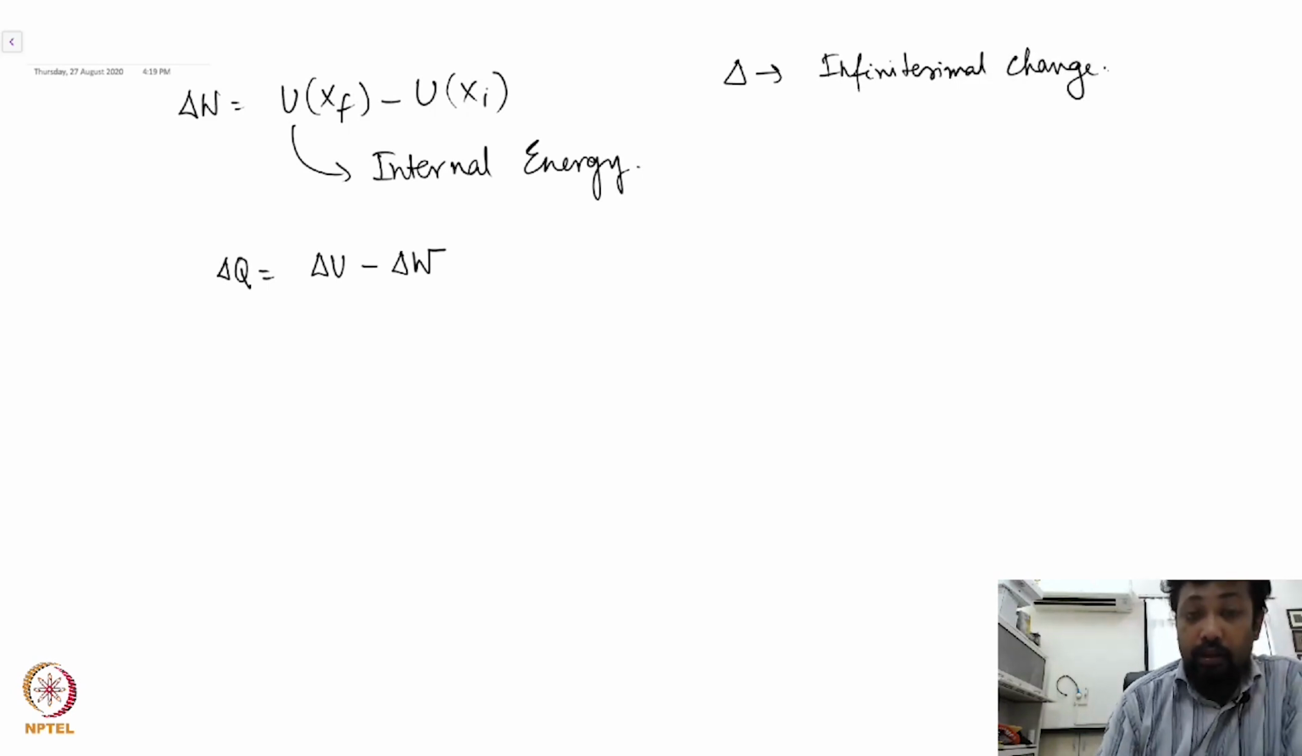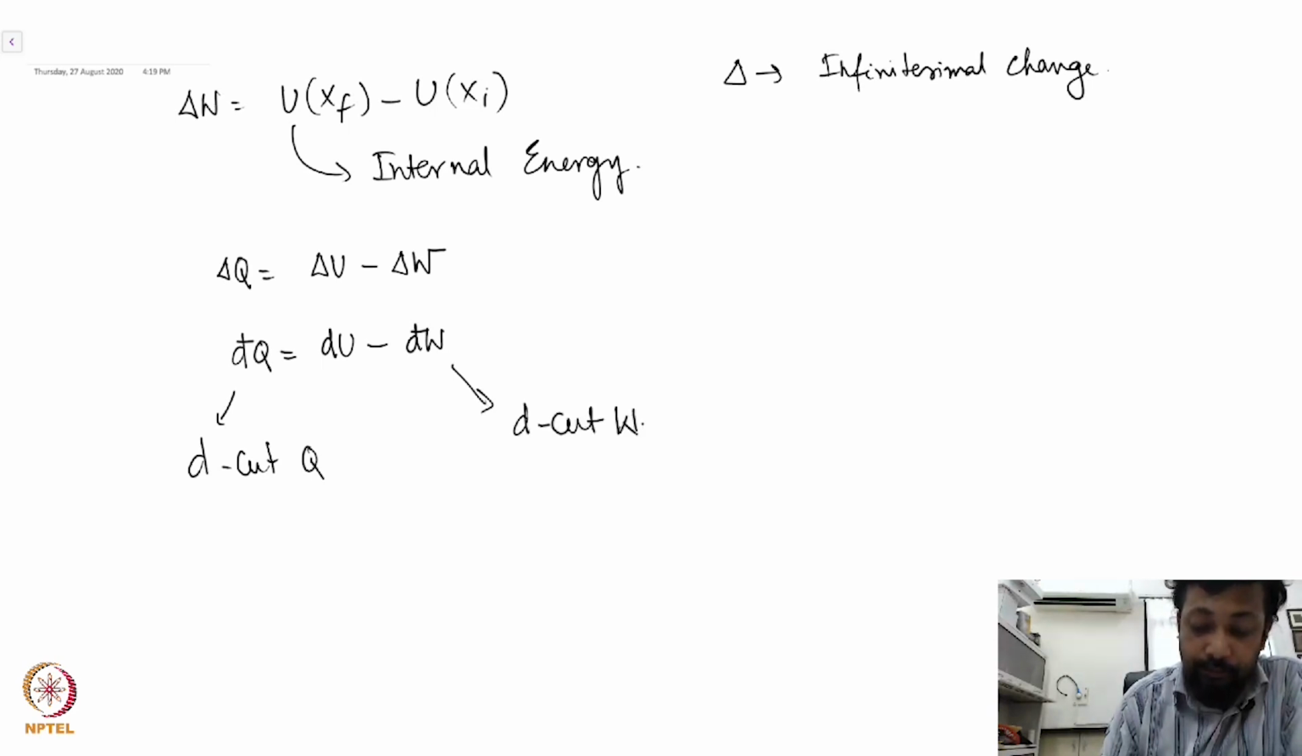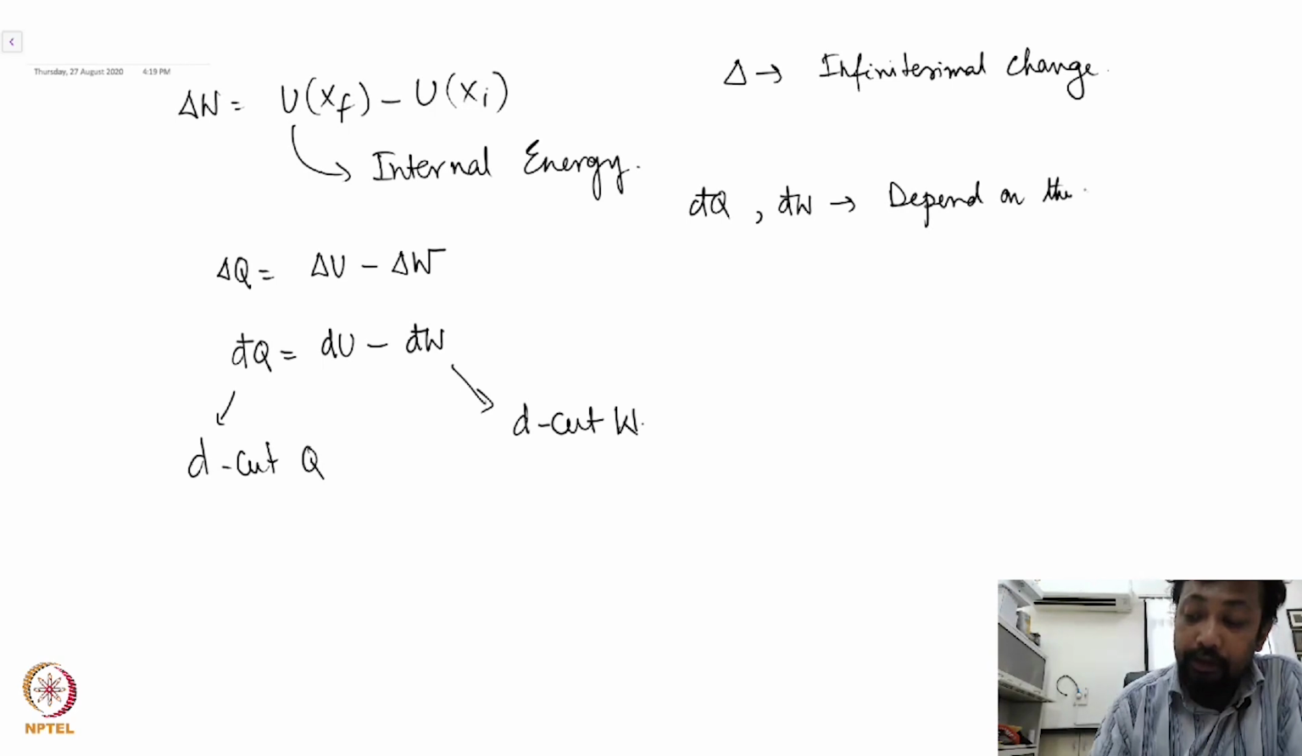If I want to write this in a particular form, I have to be careful that I put a cut on the two derivatives over Q and W. So this is d-cut Q and this is d-cut W. The reason I have written it this way is because d-cut Q and d-cut W will depend on the path that is taken.